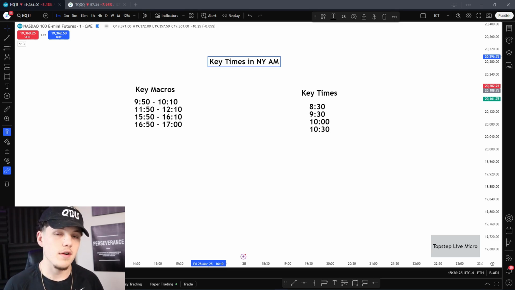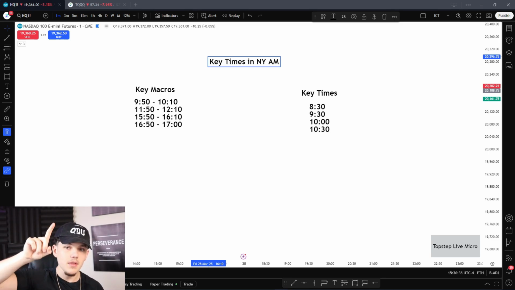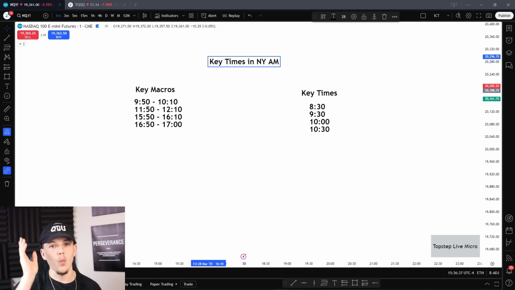So when you want to find a fill into your entry, if you're looking for shorts and you want to see price trade up into your fair value gap, what is happening there? Manipulation. So why do you trade macros? Because the highest probability times where manipulation is going to happen is during a macro. Because that's where the banks add in more positions to make price action more volatile.